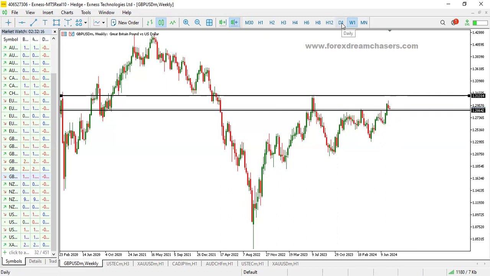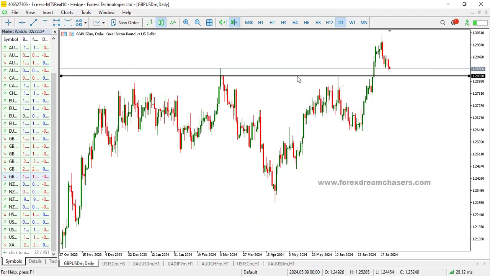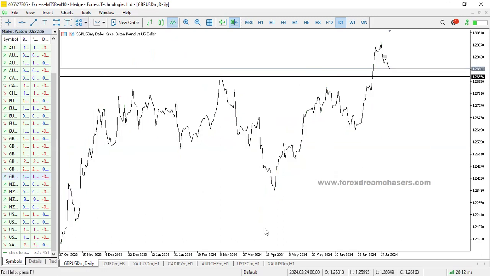Let's move to daily. On the daily time frame, this is what we have. Here is your resistance. You can see it from the line chart. This is your resistance, and then another touch on the resistance. We have a continuation pattern here. Go and get the ebook so that you can understand what's going to happen here.